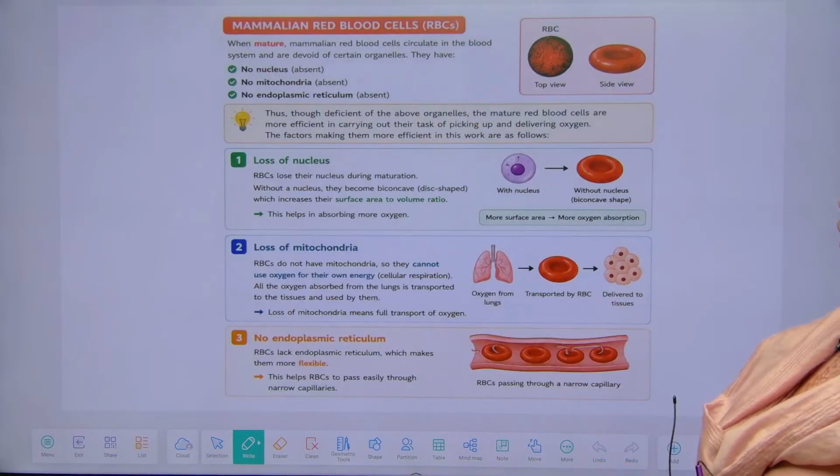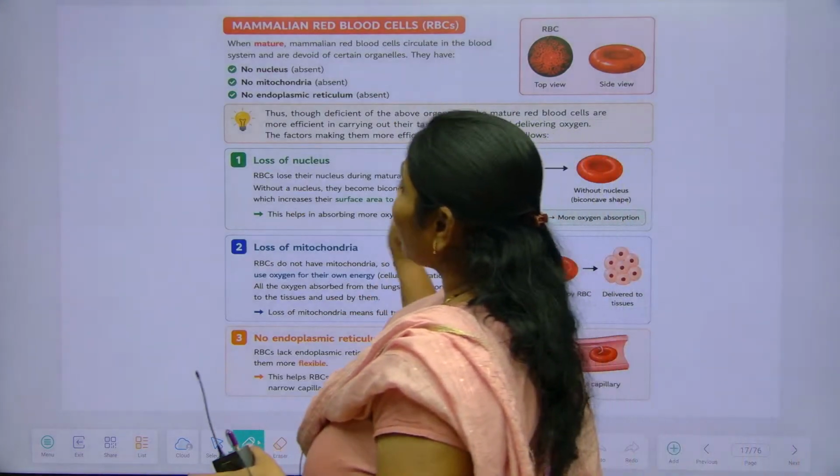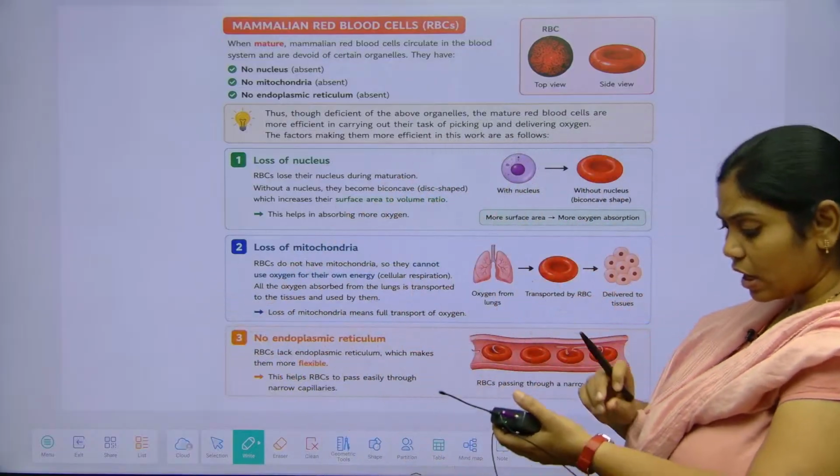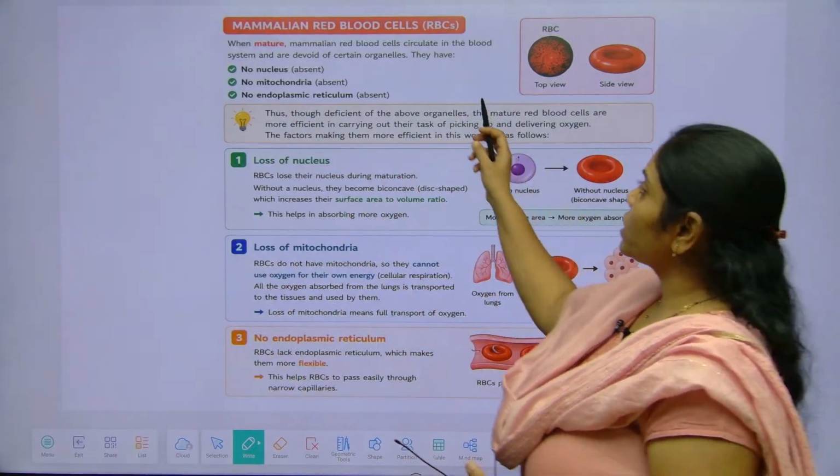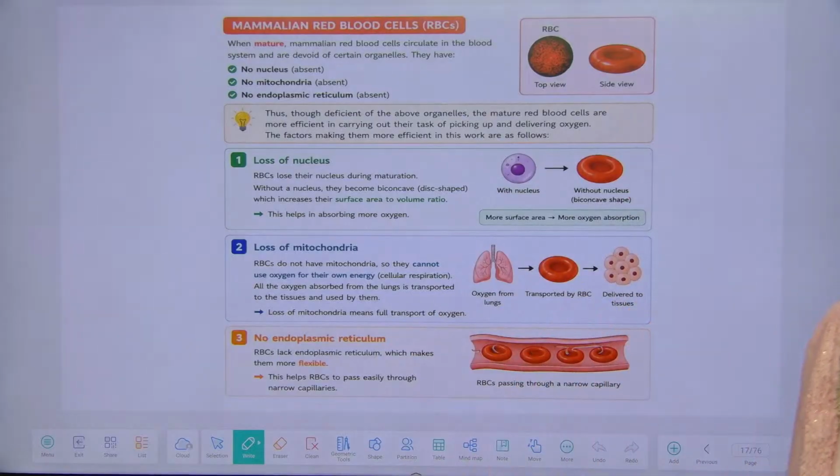Clear? Right. So we have already discussed that RBCs are not having what? Okay, we will discuss this tomorrow.